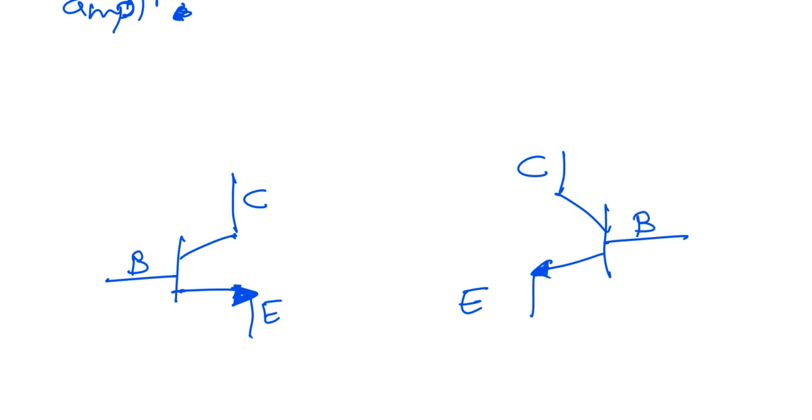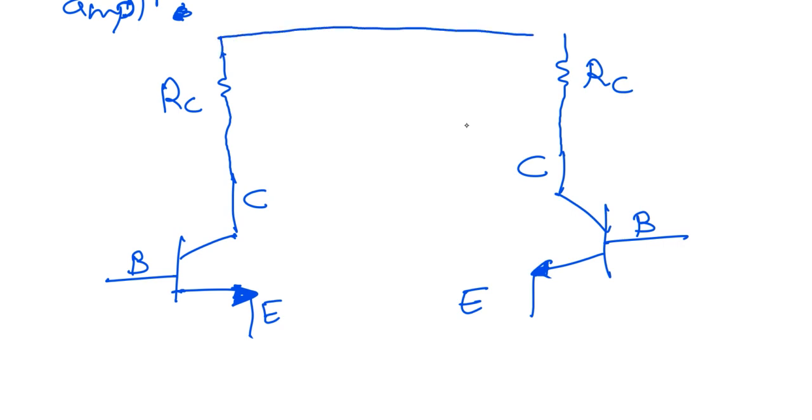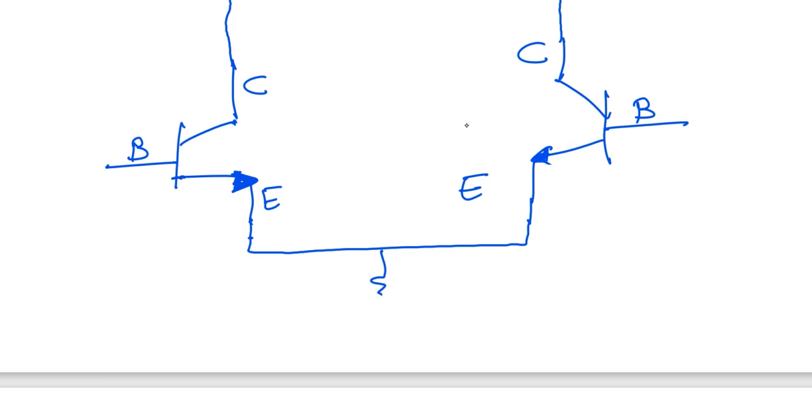Now the collector terminal will have collector resistance RC, connected to plus VCC. Then the emitter will have emitter resistance. Together we will take one emitter resistance, capital RE, which is nothing but RE1 parallel RE2.